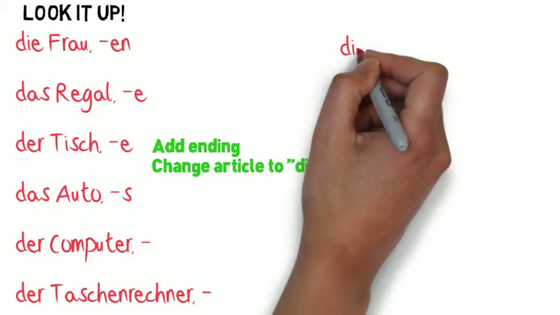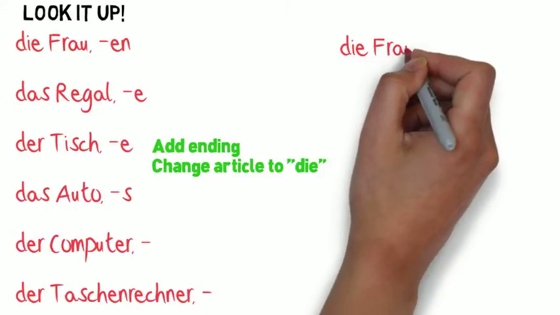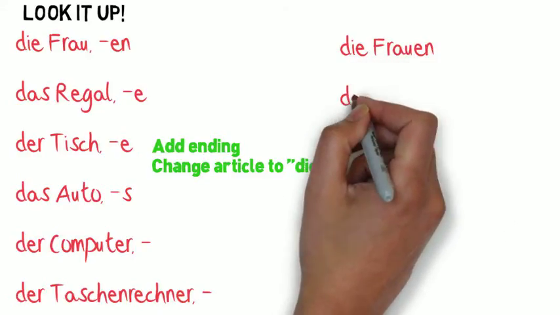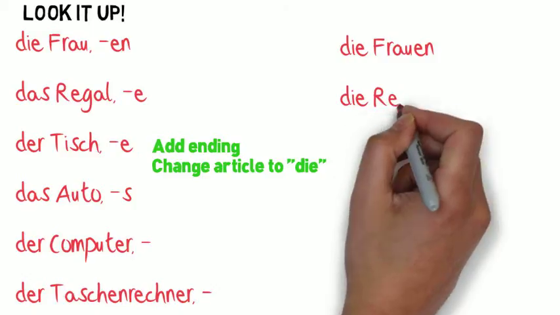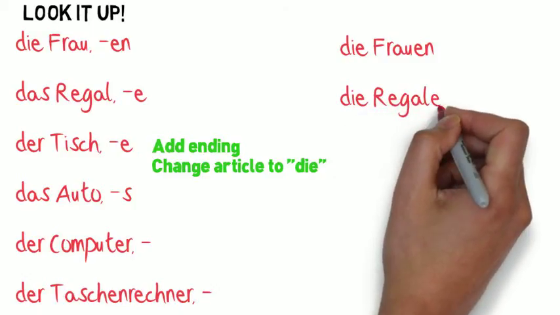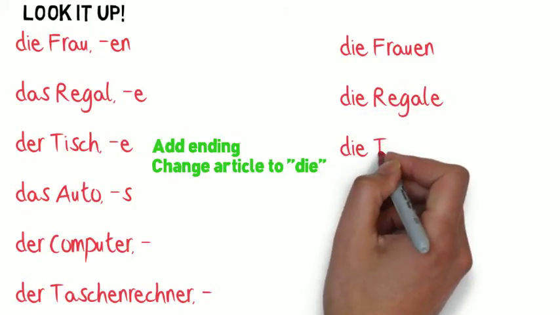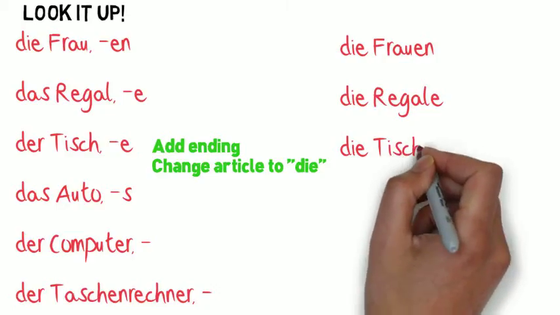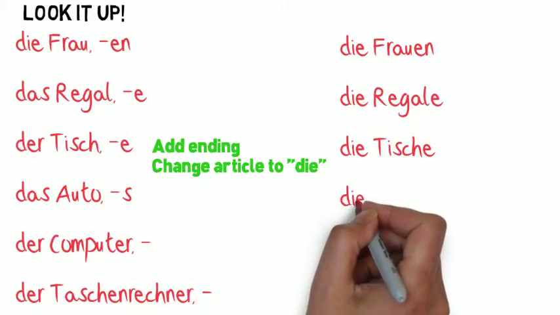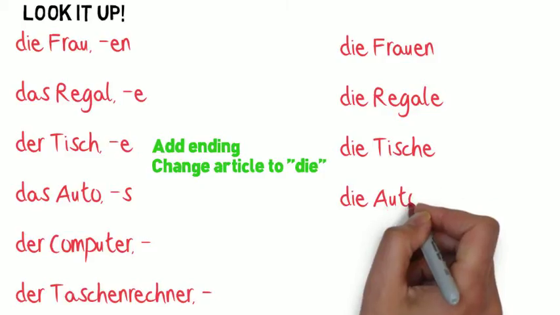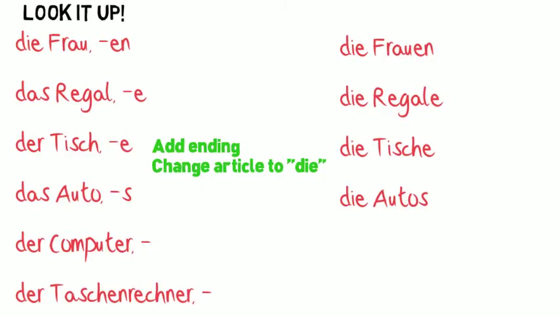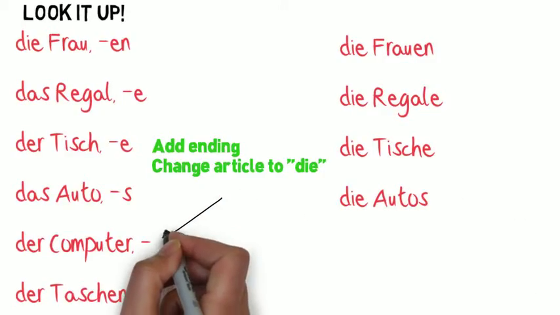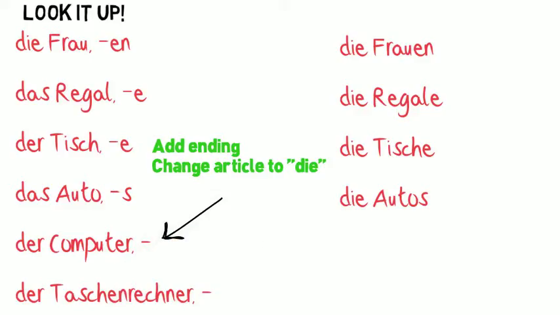Now, notice that Computer and Taschenrechner only have a comma and a dash, no other letters. So whereas die Frau adds an EN to become die Frauen, das Regal adds an E to become die Regale, der Tisch adds an E to become die Tische, das Auto adds an S to become die Autos. With Computer and Taschenrechner, you do not add any extra letters.